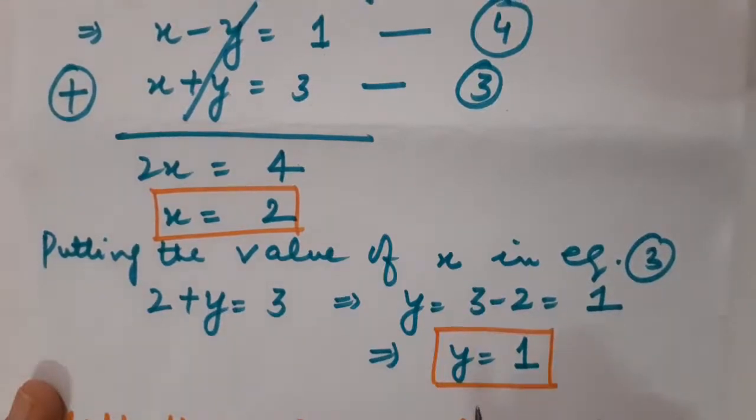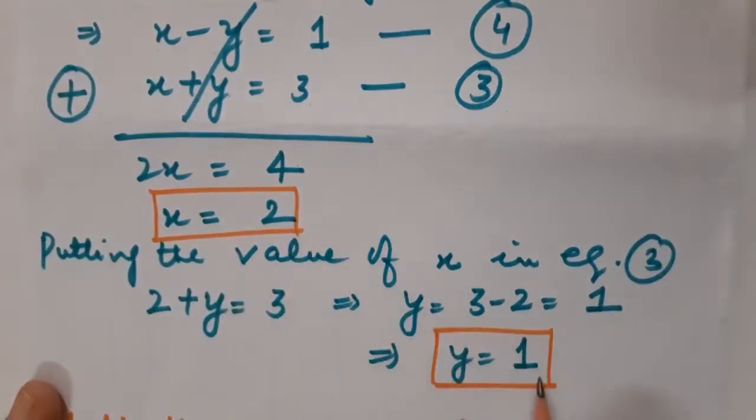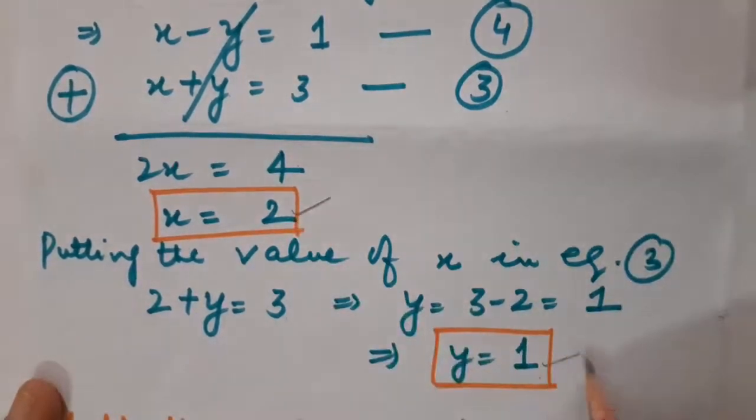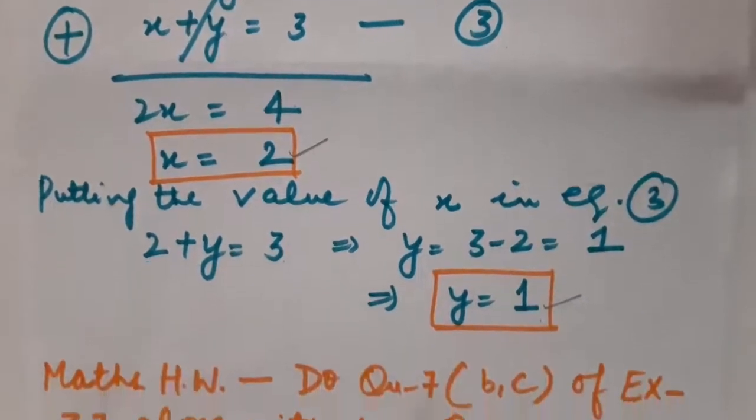So what are the values of x and y? x is equal to 2 and y is equal to 1. See children, there were so many big values given in this statement, but just to see the answer, very simple whole numbers you have got. Fine. Now that's it for the day.